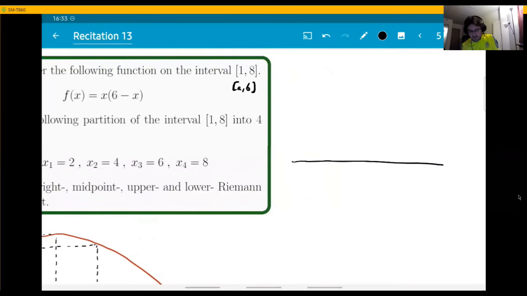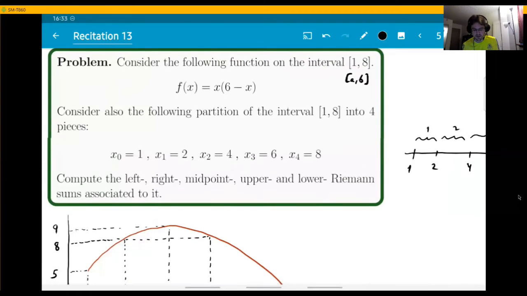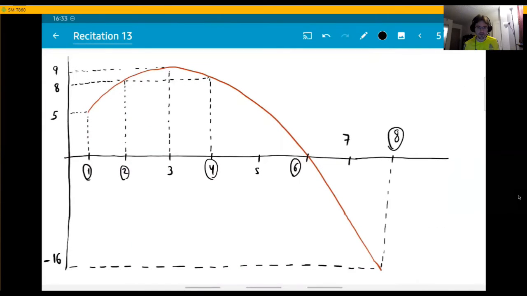Then the interval between 1 and 8 is being divided into 4 pieces. And it's not regular, as you can see. The first one has length 1. The others all have length 2. So somebody gave you this partition. Calculate the corresponding left, right, midpoint, upper, and lower Riemann sums. And here's the graph of the function, just so you can visualize it. So I circled the points on the partition, and in red you can see the graph of the function.